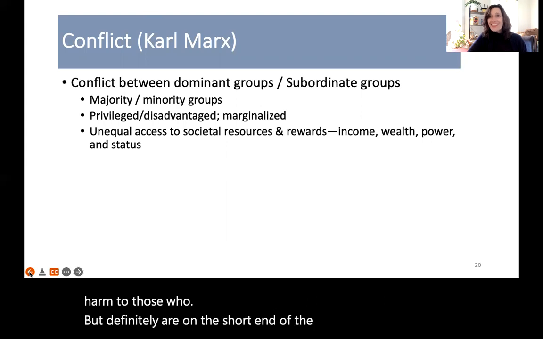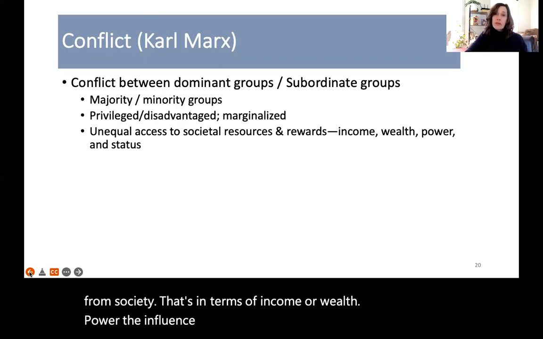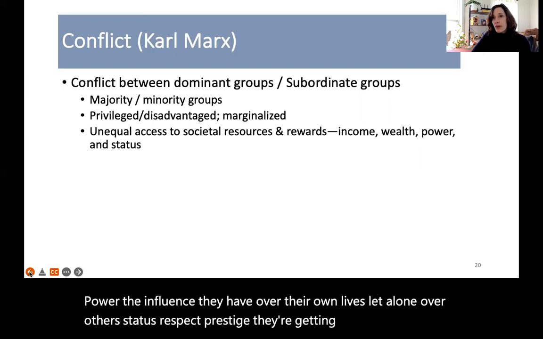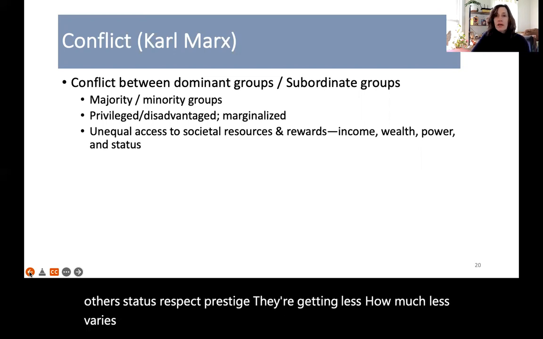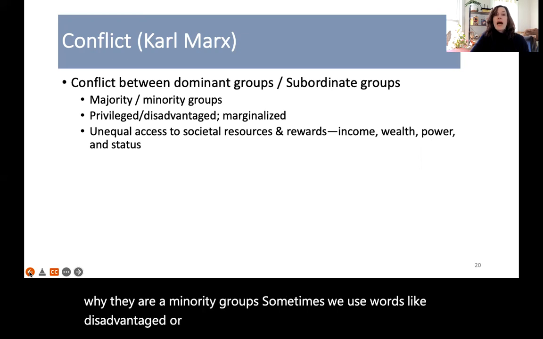They're getting less from society. That's in terms of income or wealth, power, the influence they have over their own lives, let alone over others, status, respect, prestige. They're getting less. How much less varies over time between societies. But they're getting less. That's why they're a minority group. Sometimes we use words like disadvantaged or marginalized.